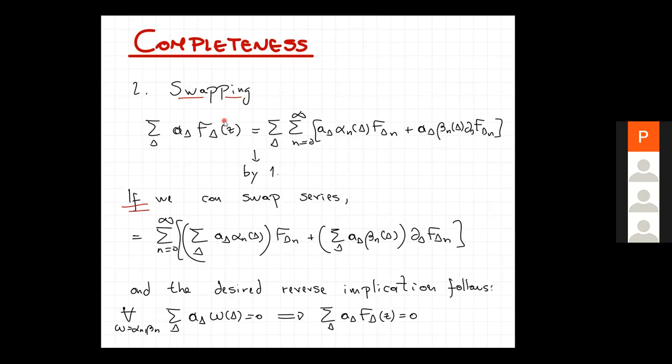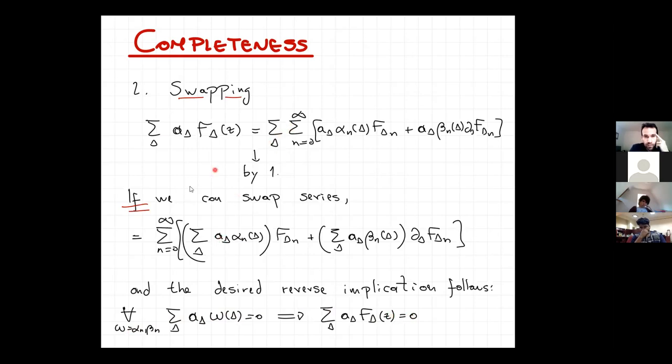Now, the second step in our proof of completeness: what are we going to do? We're going to start off with the crossing equation, and for every term, we're going to plug in the basis decomposition that we just proved. Now, if we could swap these two series, then you see that this would become this. And indeed, if you impose that each of these is zero, then the full thing will be zero. That is, if you show that demanding that the sum rules vanish for all the functionals alpha n and beta n, it would prove that the crossing equation holds. Which is what we want to show.